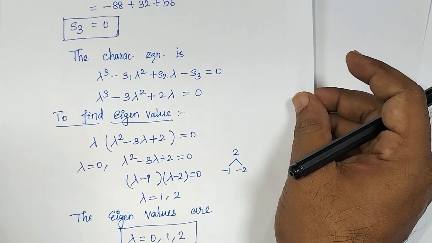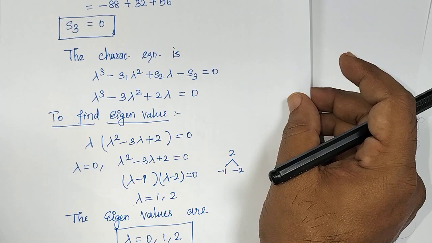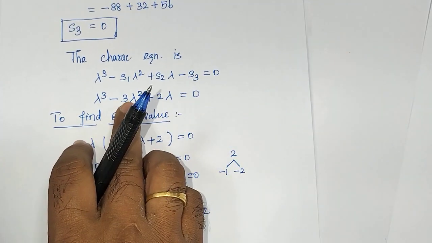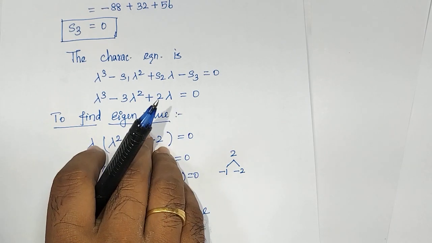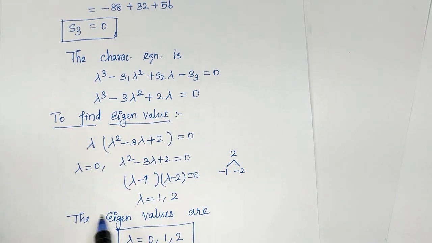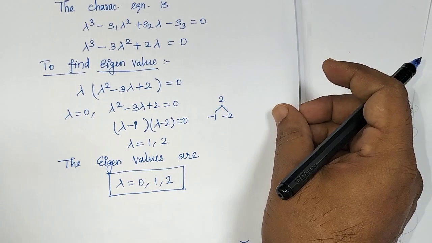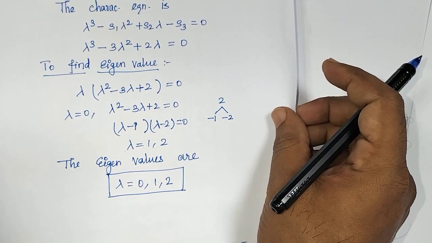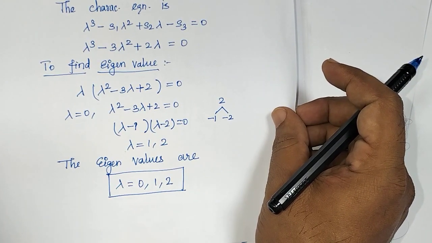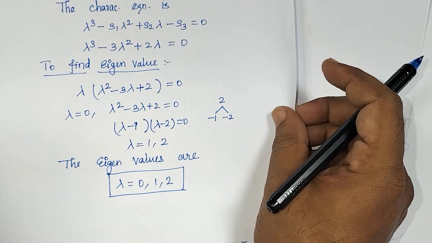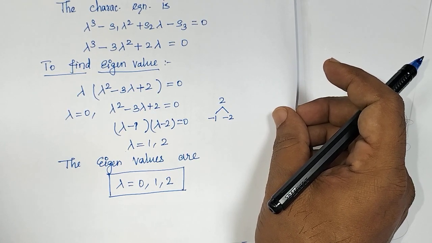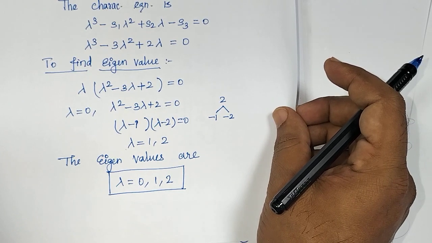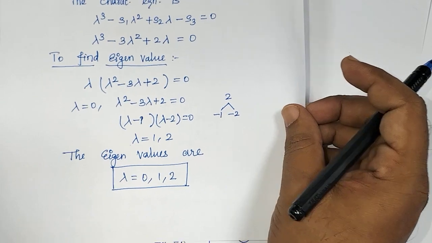All those values s1, s2, s3 we have to substitute in our characteristic equation. We will get one equation. If you solve this equation we will get the eigenvalues. So here I will get the eigenvalues lambda equal to 0, 1, 2 when solving that characteristic equation. After that I am going to find the eigenvectors based on these eigenvalues. I am going to substitute these eigenvalues one by one in our formula.